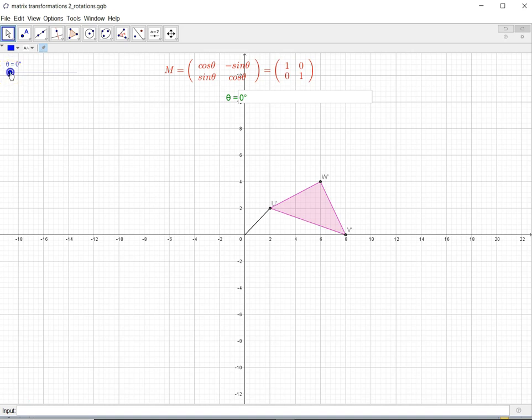However, as soon as we increase theta, so let's take theta up to 10 degrees like that, we can see that there is a difference between the object triangle UVW and the image triangle U'V'W'. And let's now let the value of theta increase slowly. And you can see that what's happening is that the triangle is turning around the origin, and that at any stage the angle that it's turned through is exactly the same as the value of theta.